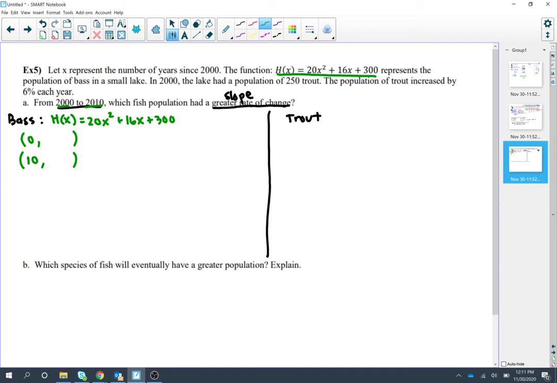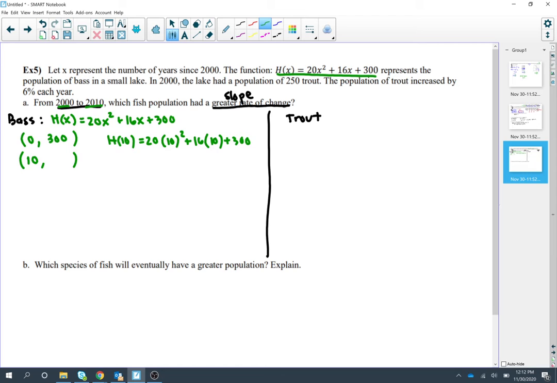There's 2 ways you can find that. First of all, you can substitute in 0 for x. Or second of all, you can just look at your c value, which is your y-intercept. So I know this is going to be 300. Now, at this point, I have to find my bass population 10 years later. So I'm going to come up here, and I'm going to substitute in 10. So h of 10 equals 20 times 10 squared plus 16 times 10 plus 300.